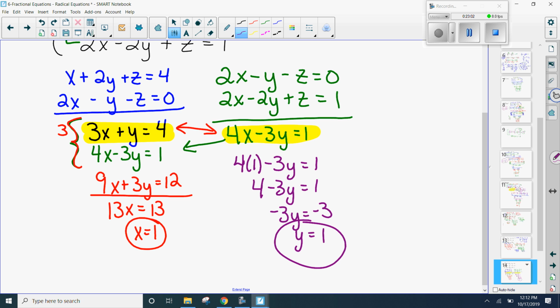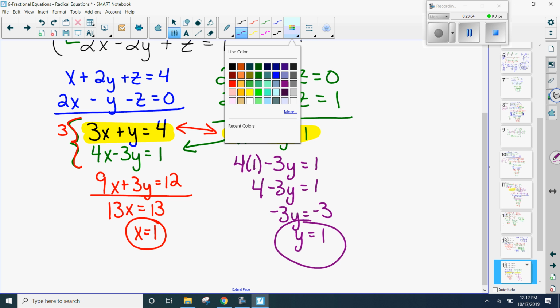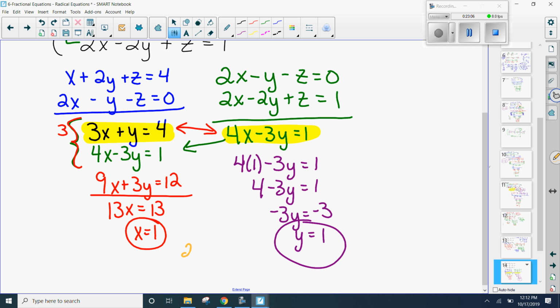So that bottom equation was 2x minus 2y plus z equals 1. So x is 1. 1 times 2 is 2. y is 1, which gives you negative 2, plus z equals 1. So what is z equal to? 1.